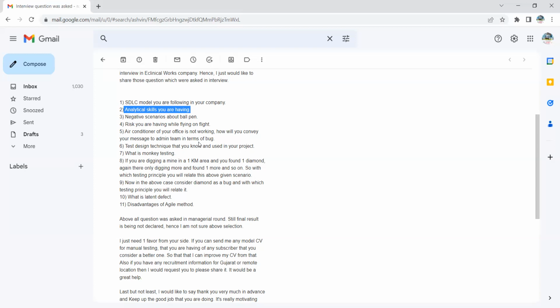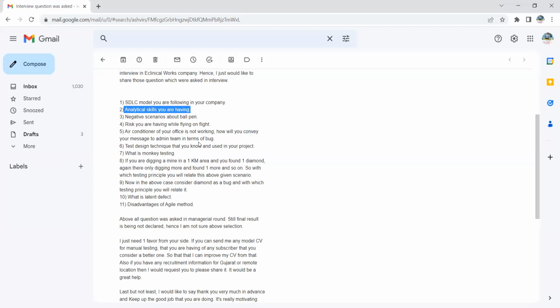Risks you are having while flying on a flight. Okay, so what are the different risks? So over here, see, it is not related to software, right? But it is just a generic question. The interviewer wants to know what kind of risk you have faced so far and how you deal with such situations. So over here you can give 1 or 2 lines of answers, like if the oxygen mask is required at times, or if there is turbulence in the weather, then there are some issues, right? But then you have to correlate with software testing.